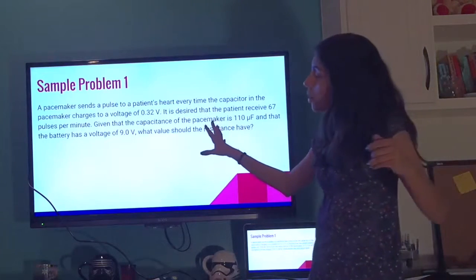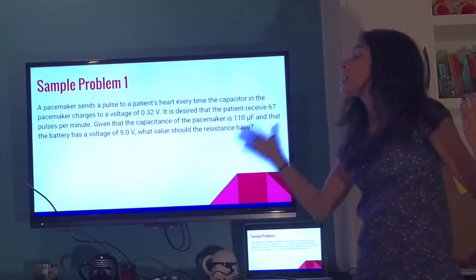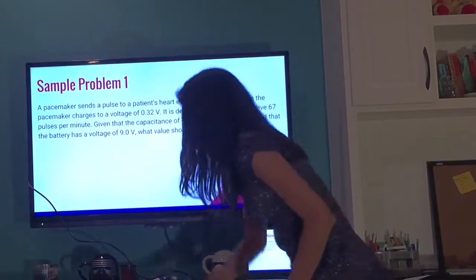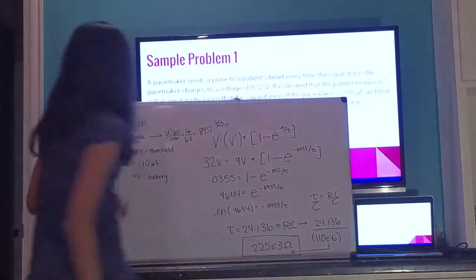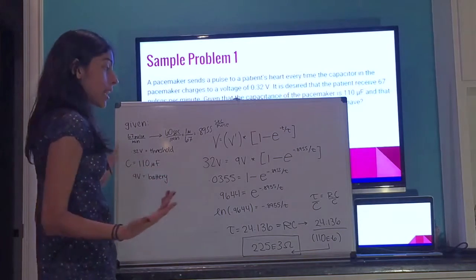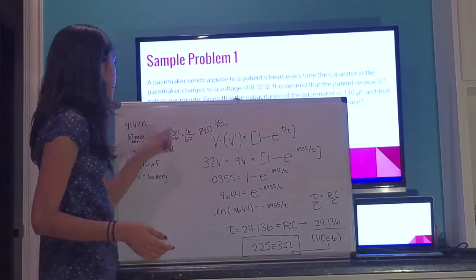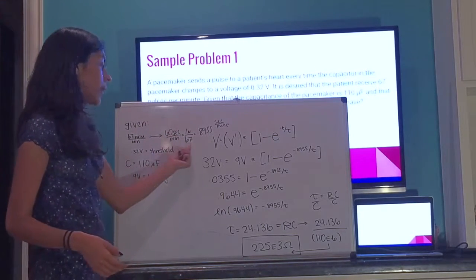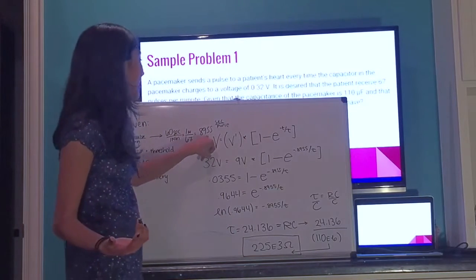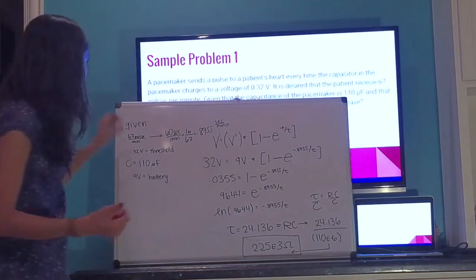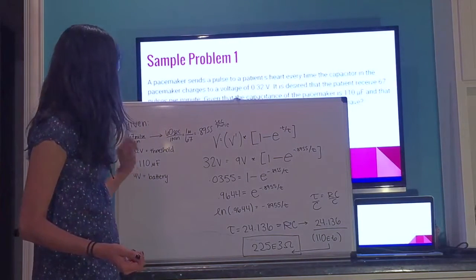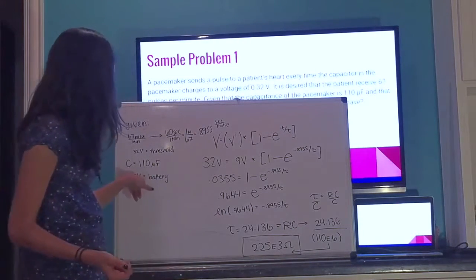So in this problem, we're going to be using the formula that relates voltage to the time constant to find our resistance. So here's the problem. We see the 67 pulses per minute. Pacemakers work in a time set of seconds, so we're going to be converting that. We're just going to be doing 60 seconds divided by the 67 pulses per minute to get a value of 0.8955 seconds per pulse. We're also given that the 0.32 volts is the threshold. Our capacitance is 110 microfarads, and then the 9 volt battery.